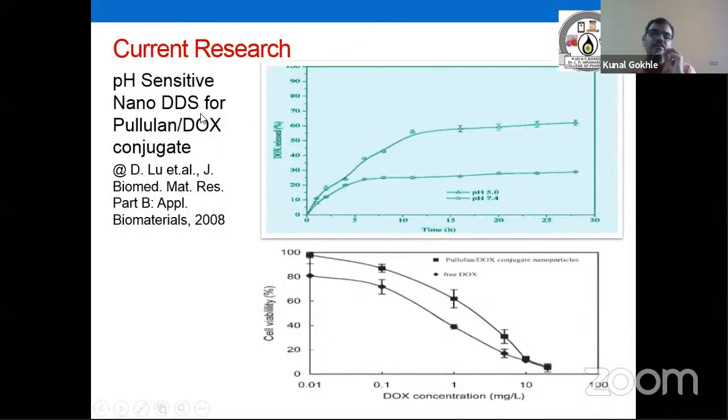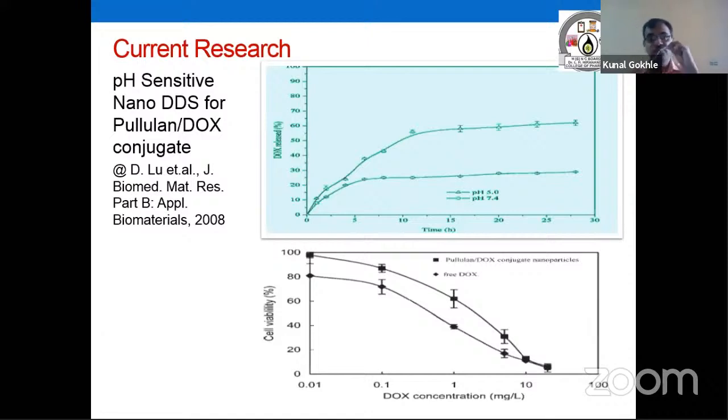Another important thing is that the scientists have made the nano drug delivery system of the pullulan doxorubicin conjugate, and this conjugate system is found to be pH sensitive. If you see this graph, it clearly tells you the scientists have studied the release profile of the pullulan doxorubicin conjugate at two different pH, pH 5 and pH 7.4. And you can see the percent doxorubicin released is high when the pH was 5 compared to when the pH is 7.4. So this is what we mean by a pH sensitive polymer. If you design your polymer very properly, then you can use it for pH dependent release of the drug.